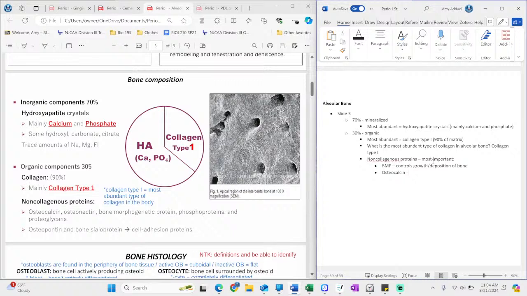Warfarin functions by blocking vitamin K. Vitamin K is necessary for the production of the coagulant factors in blood. That's why it was prescribed warfarin. Now, the second most abundant protein in the bone is osteocalcin. And osteocalcin is the one that regulates the mineralization. And osteocalcin needs vitamin D.